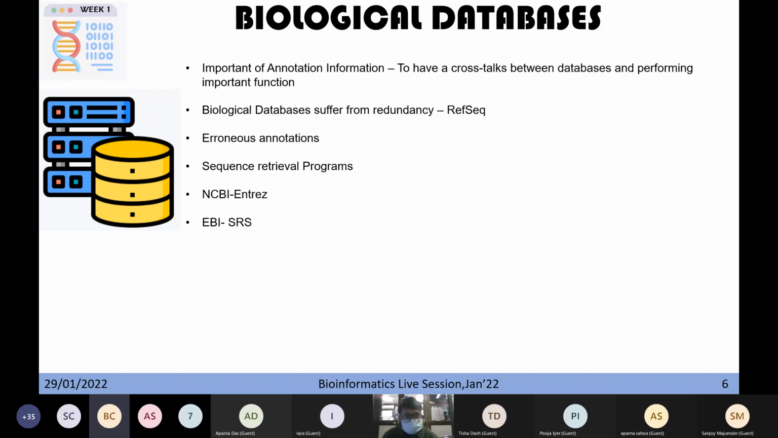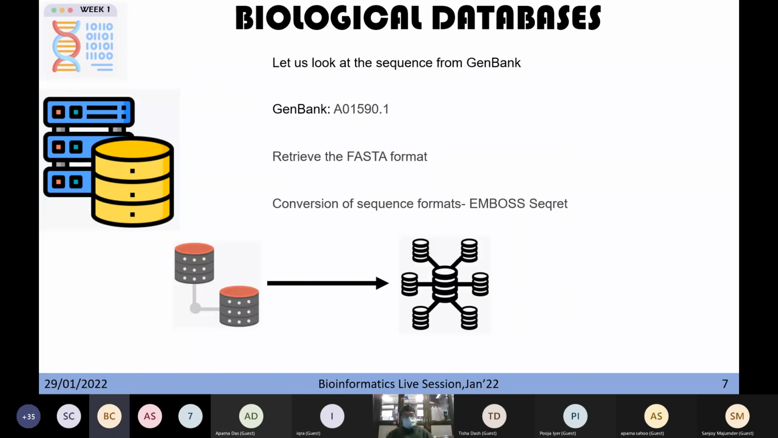When biological databases suffer from redundancy, they expect NCBI to try to help out. Another thing is that if the annotations are not correct, then for the same gene there will be different sequences and all types of complexities will arise. Another requirement in a biological database is that a sequence has to be retrieved. So you need to retrieve all those sequences. NCBI uses Entrez and the European Bioinformatics Institute's SRS program for performing the sequence retrieval.